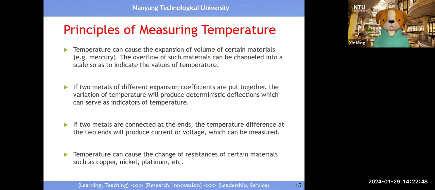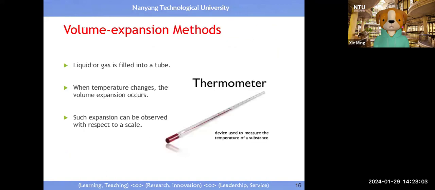Okay. So based on this understanding about the relationship between temperature and other related physical quantities, we can come up with different types of solutions for the design of a temperature sensor. And this slide highlights four popular ways of designing a sensor for the measurement of temperature, right?